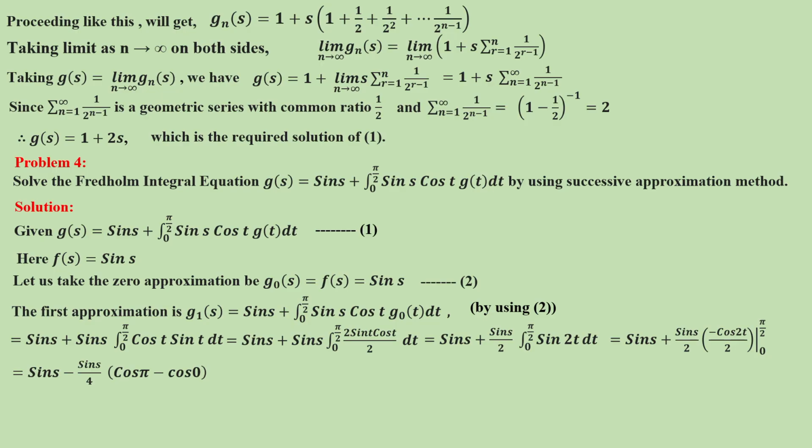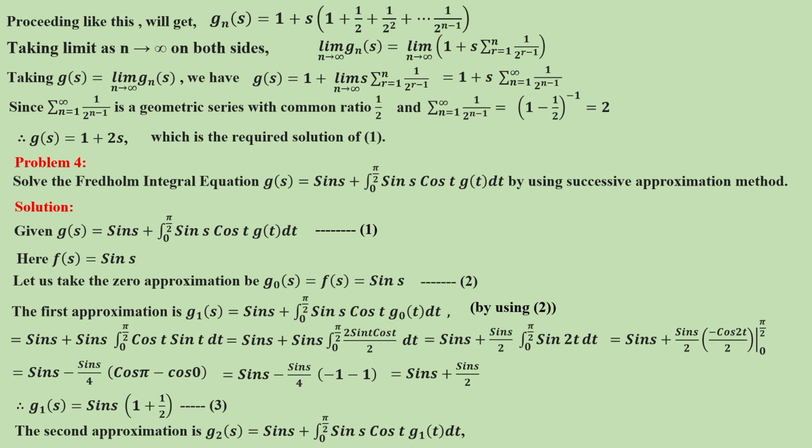So sin s minus sin s by 4, 2 into 2, 4 in the denominator. Applying the upper limit, cos 2 into pi by 2, cos pi minus cos 0. So sin s minus sin s by 4, cos pi is minus 1, cos 0 is 1, right? Minus 1 minus 1, so you will get minus 2. Sin s minus sin s by 4 into minus 2, minus into minus plus, 2 and 4 get cancelled. So in the denominator you will get 2 only, plus sin s by 2. Therefore g1 of s is equal to, taking sin s common, sin s into 1 plus 1 by 2. That is equation number 3.